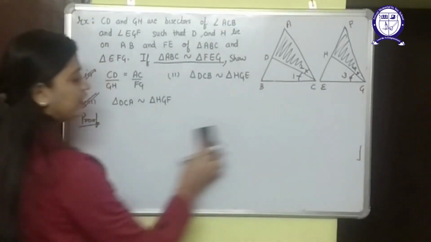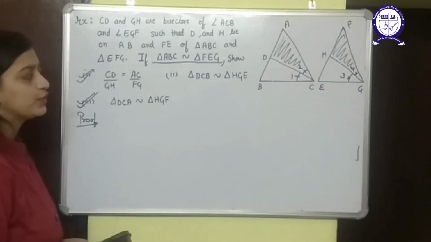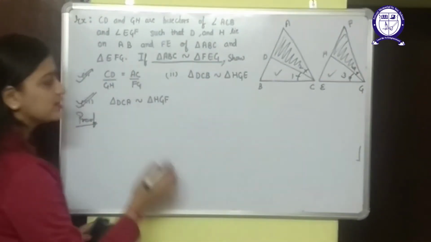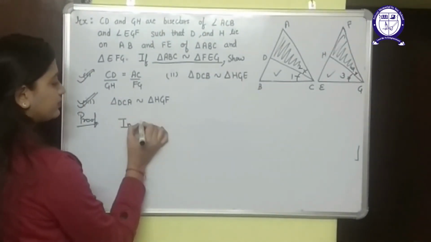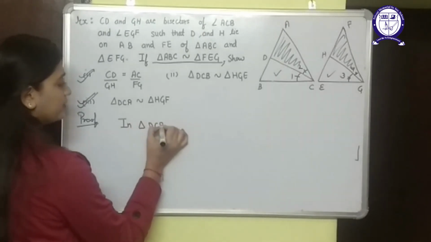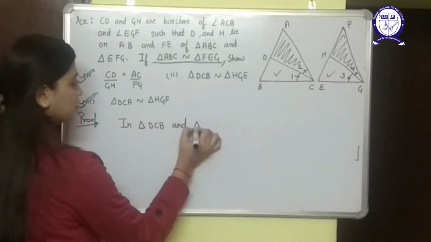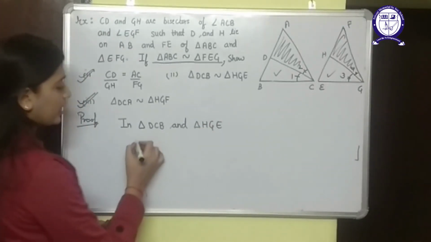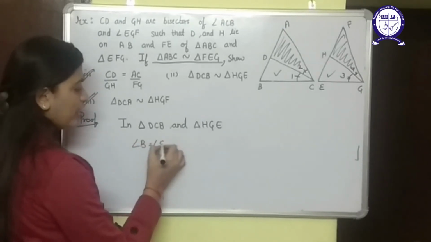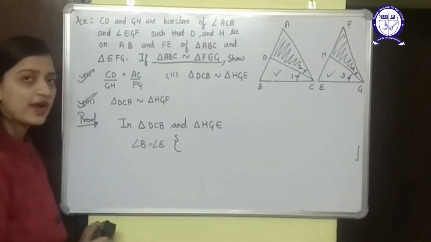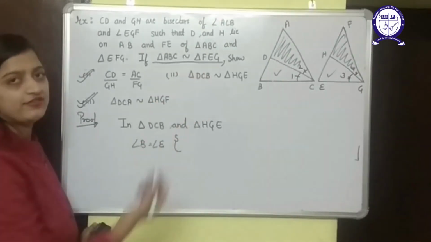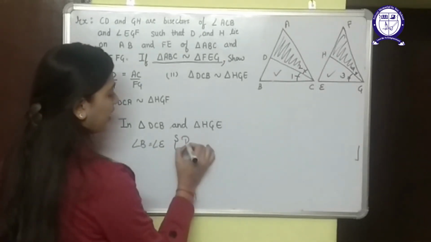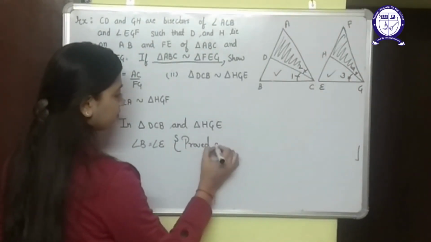Okay, now coming to the second part. In the second part, I need to prove triangle DCB similar to triangle HGE. Now this is talking about these two triangles. So in triangle DCB and triangle HGE, the first thing which is equal is angle B is equal to angle E, because these two angles are also part of triangle ABC and FEG, and I have already proved that all the angles will be equal. So we will write proved above.